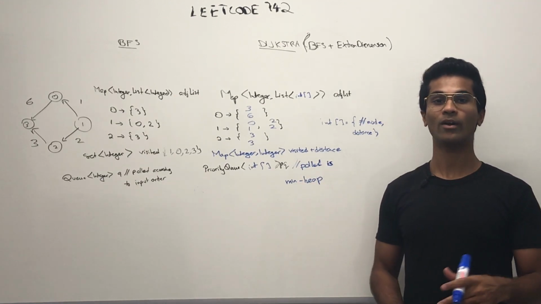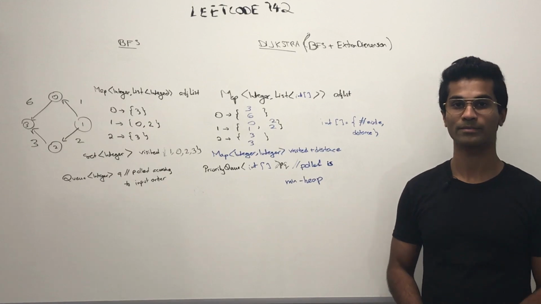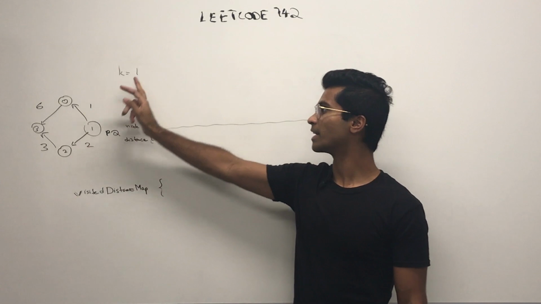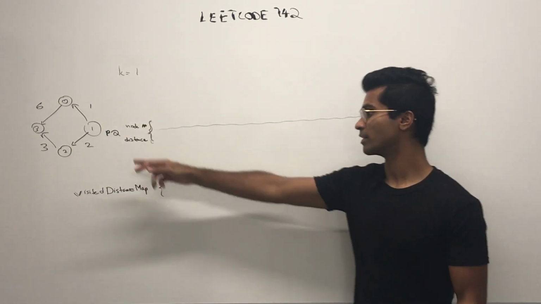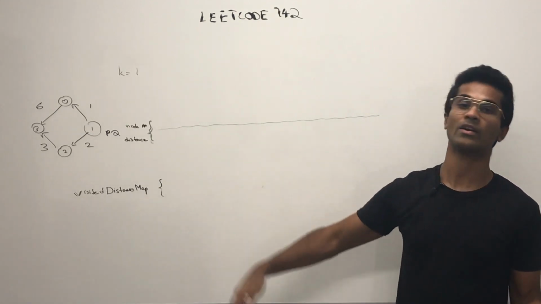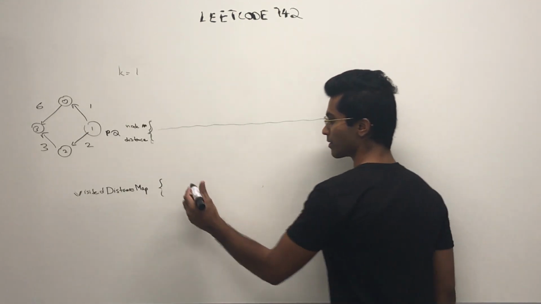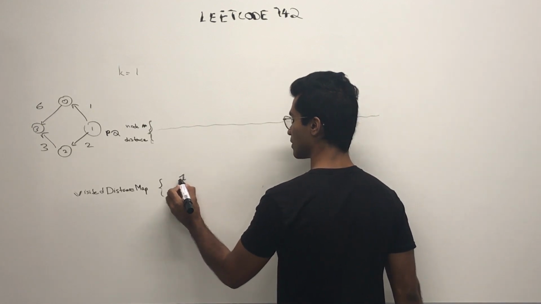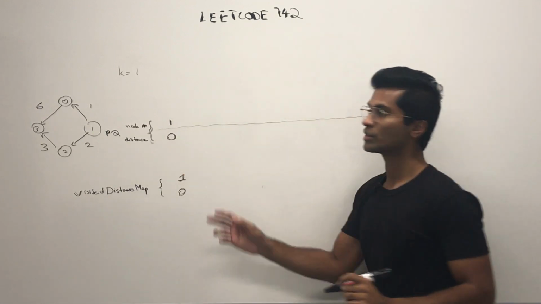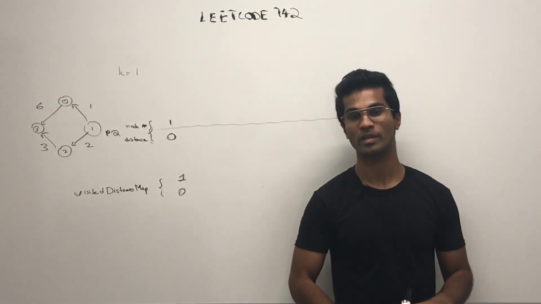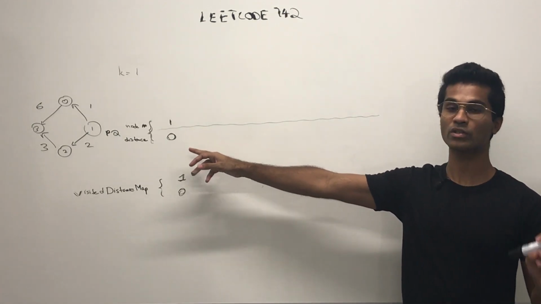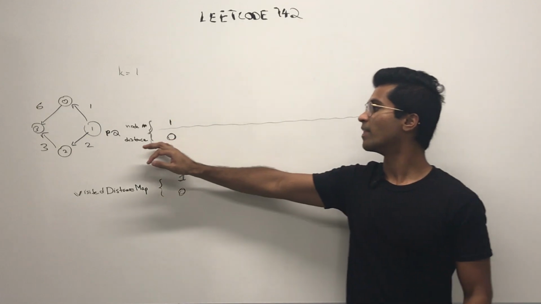Now let's do a diagram dry run. Now let's do a dry run of this problem. So we have the same graph and k is equal to 1, which means we start from the first node. In the beginning, we are going to initialize our distance map and our priority queue with our origin. Since we're starting from the origin, the distance is going to be 0. So first, we poll the first node in the priority queue. And then we check its neighbors.